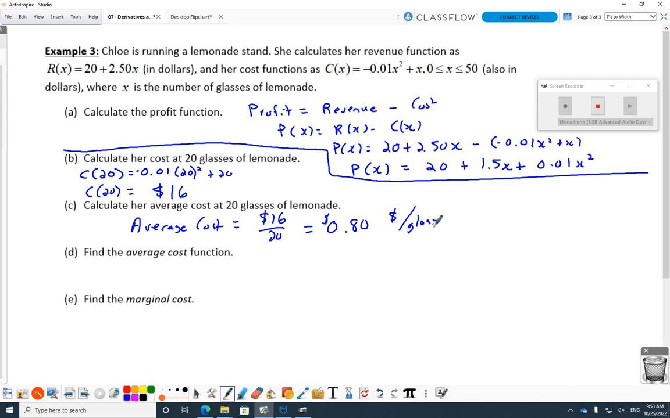That's really important in business to ask, how much did I actually spend per glass here? She's only got 80 cents in each glass, so as long as she sells them for more than $1, she's home free. We already know she's selling them for $2.50 a glass. But the 80 cents tells her where she's at, what she's got to do to make sure she makes money. But the average cost function looks a little different.